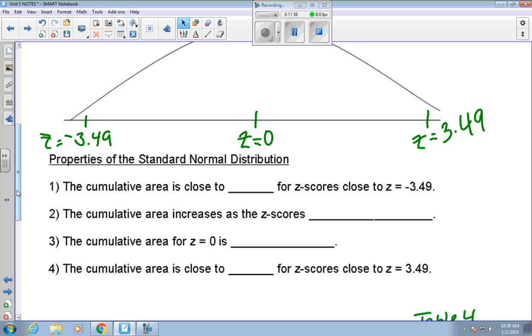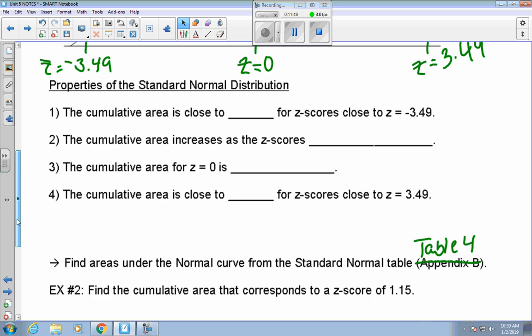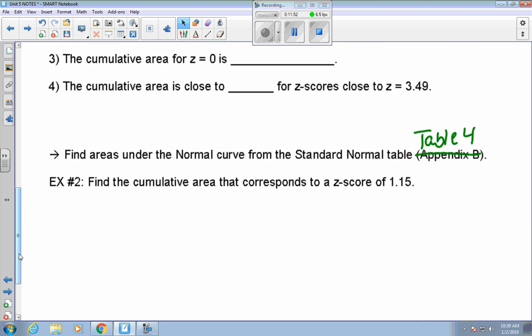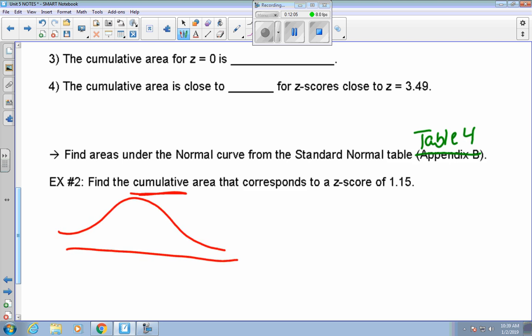A couple things that we will talk about. One of them is cumulative area. Cumulative area means that it is all the area from the furthest point left up to a point on your x-axis. Find the area on the curve. So here it is right here, cumulative area. So when we talk about cumulative area, that's what we're talking about. You can just hang back there at that page A16. So cumulative area that corresponds to a z-score of 1.15.